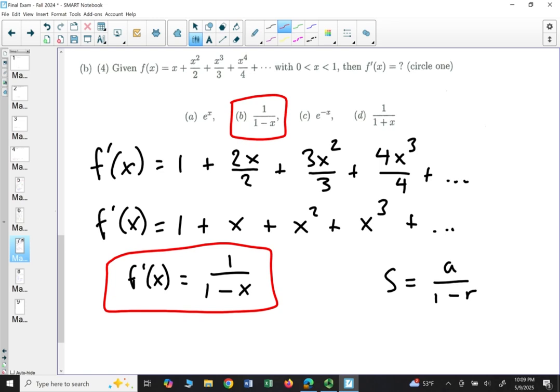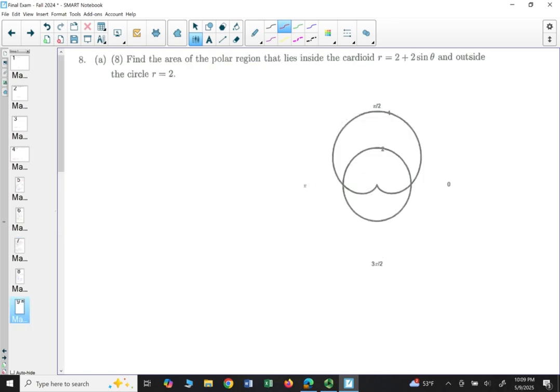Okay, let's take a look at our next one, number 8. Find the area of a polar region that lies inside the cardioid and outside the circle. Okay, so area of polar regions. One of my favorite things to do.